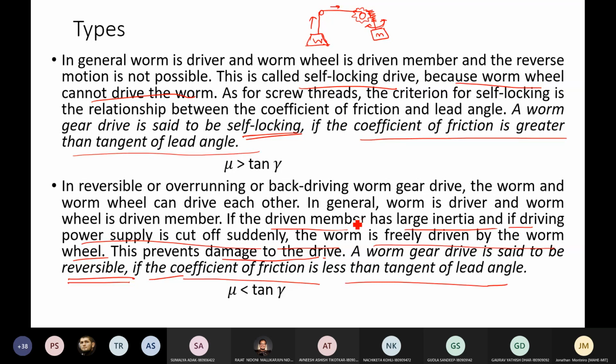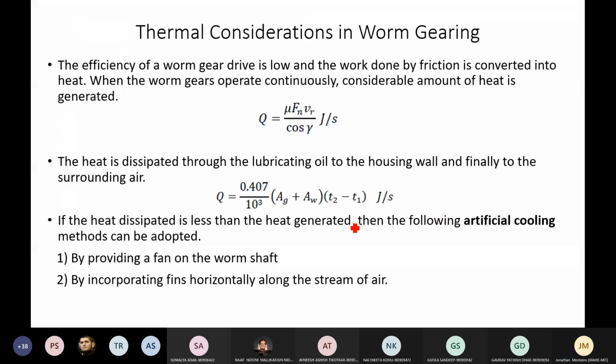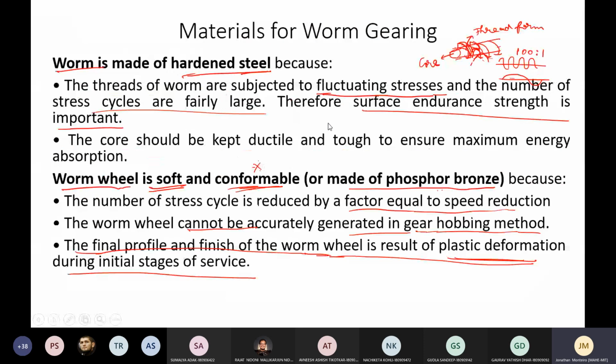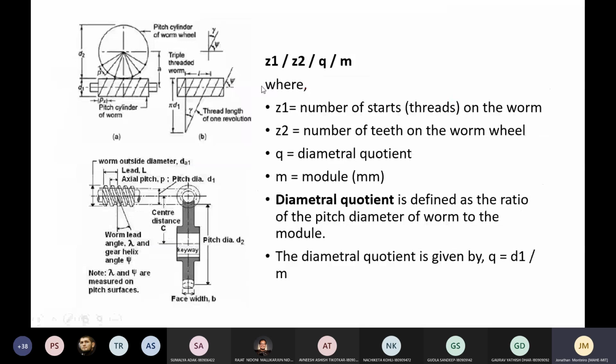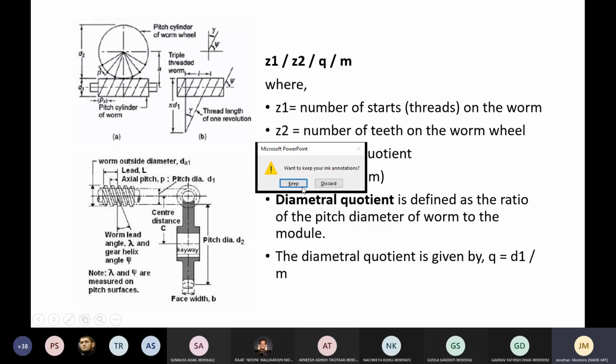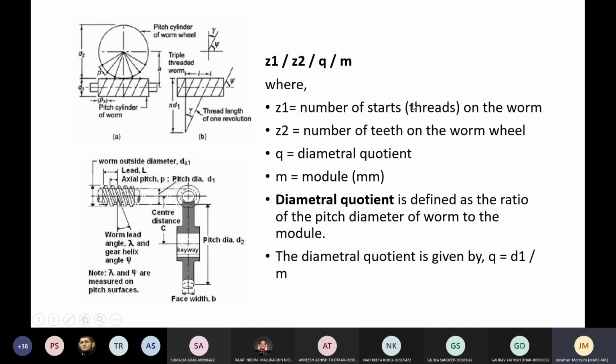Thermal considerations are there. To discuss this, we'll have to slightly discuss what the nomenclatures are and what you mean by quotient. What is the nomenclature given specifically to worm and worm wheel combinations? All those things I can continue in the next class.